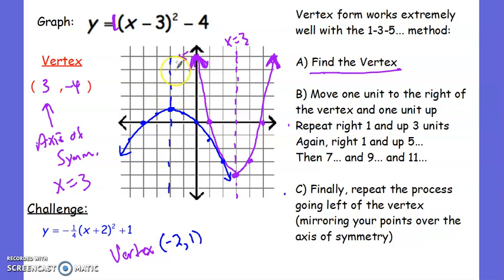So I drew my axis of symmetry. And then I actually took advantage of the 1, 3, 5, 7, remembering that, again, that negative 1/4 means don't go down 1, 2, or 1, 3, 5. I'm going to go negatively, though. I want to go downwards, right? We're going to open down.